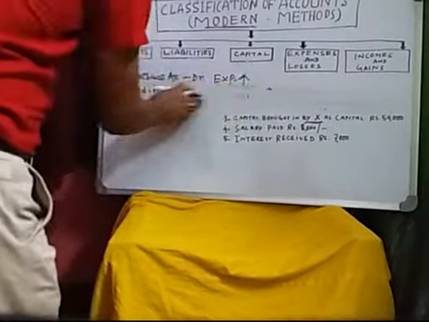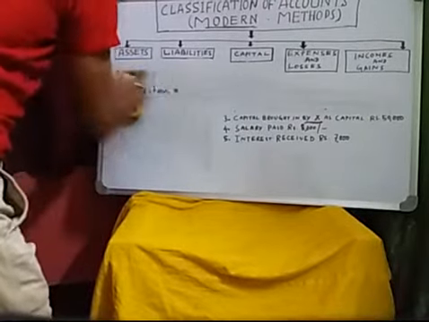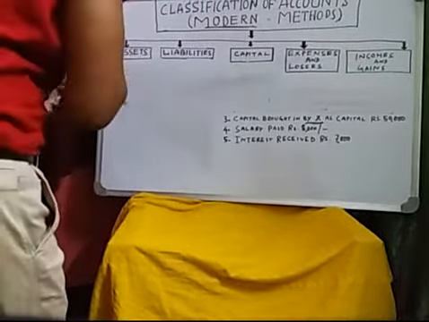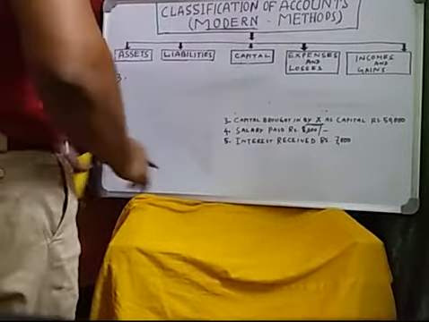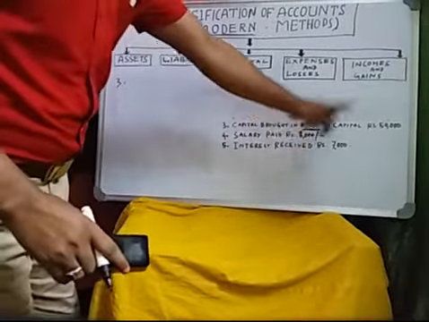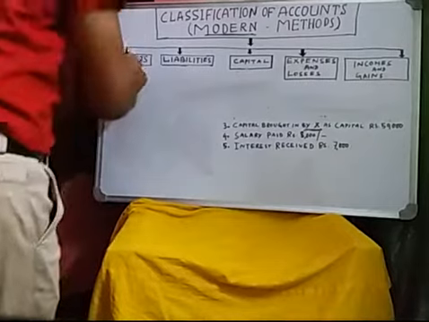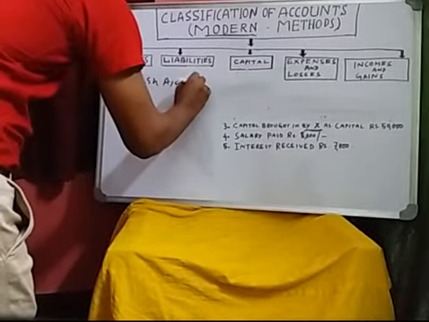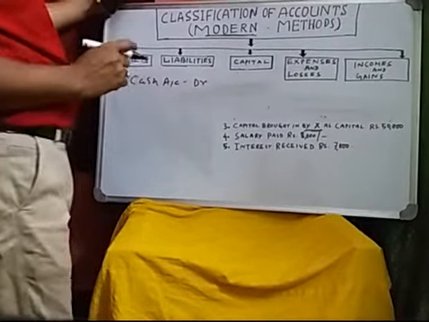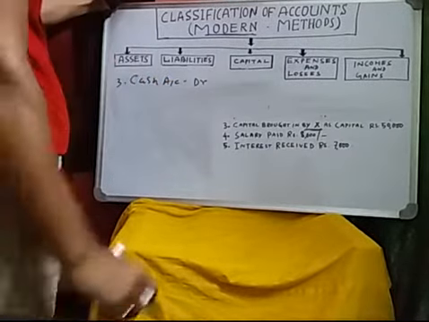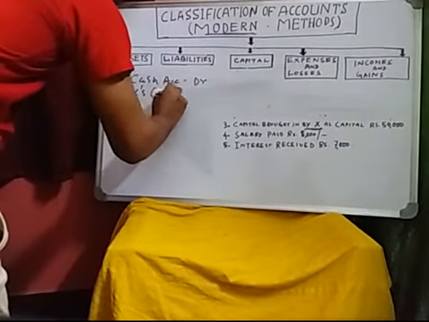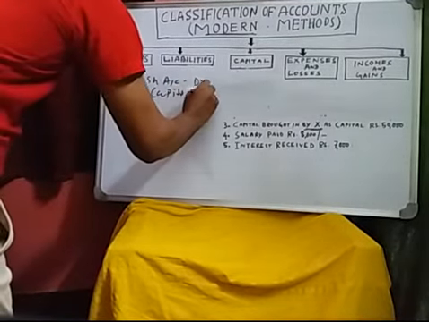Now I am going to question number 3. Capital brought in by X as capital. So the journal entry will be cash account debit, cash will be debit, and the capital will be credit. Whose capital? X's capital. So X's capital account is credit.